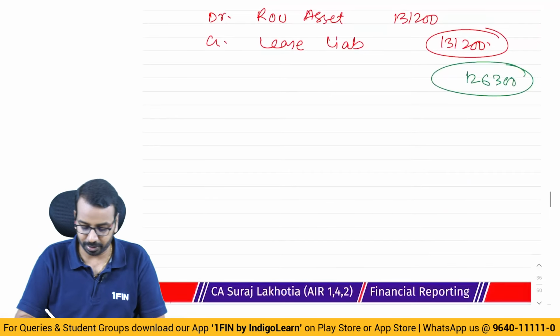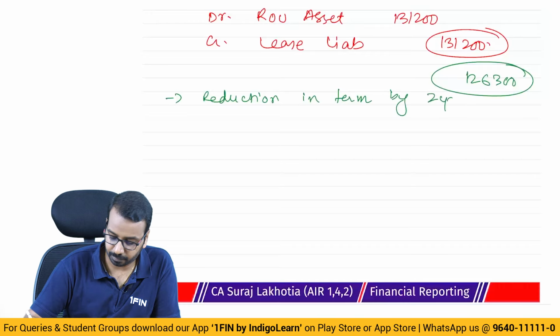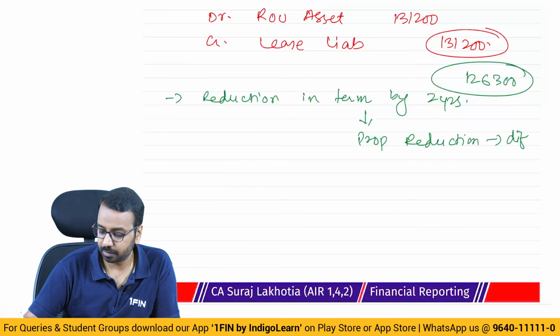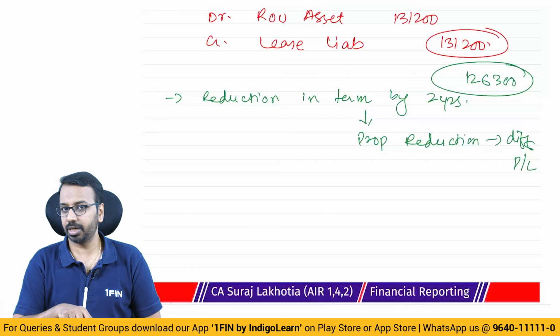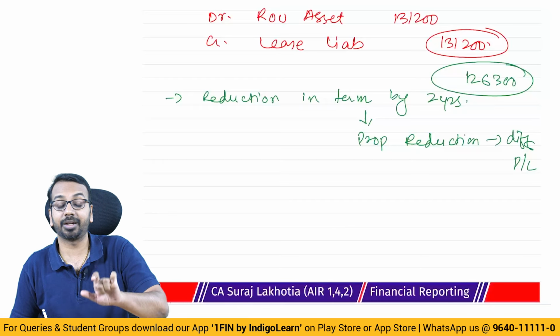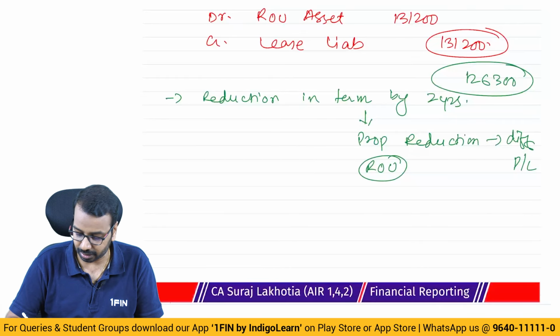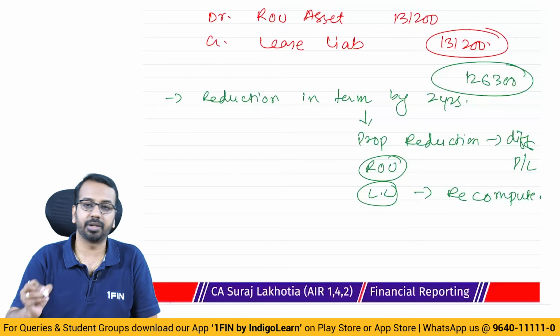So, here what all things have happened? One, reduction in term by 2 years. This you will do as a proportionate reduction, and the difference goes to P&L. When we say proportionate reduction, please understand, right of use asset will have a proportionate reduction, but for lease liability you will do a recomputation. You will recompute, and the difference goes to P&L.